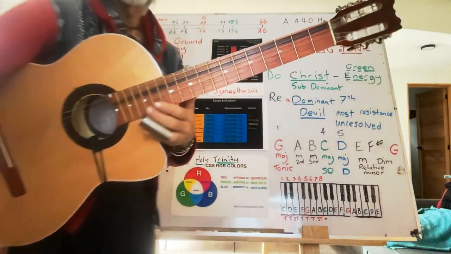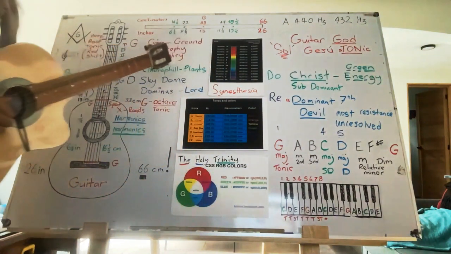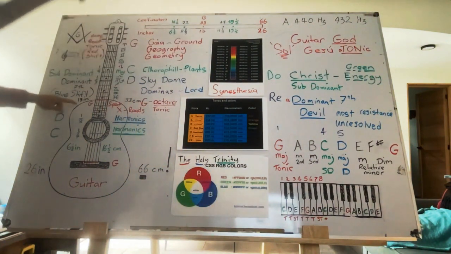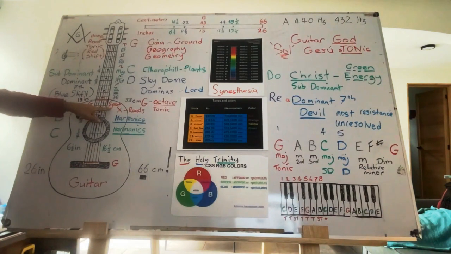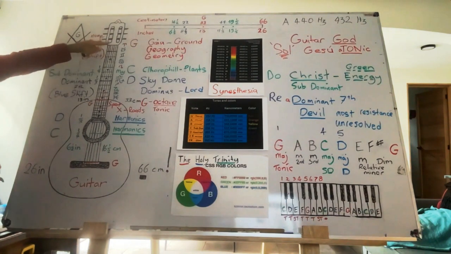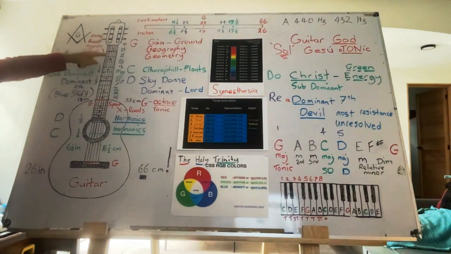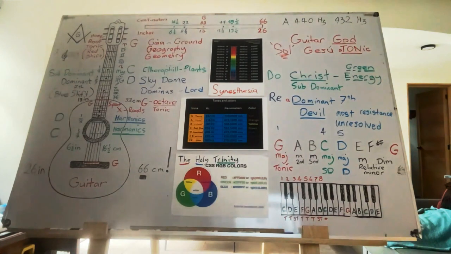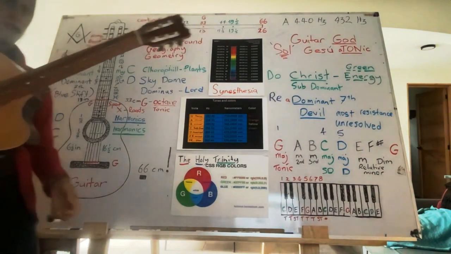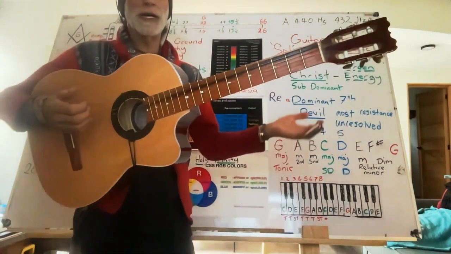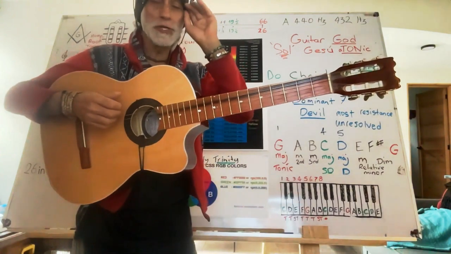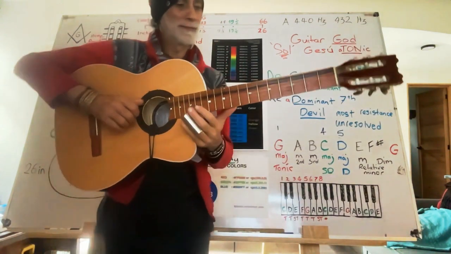Okay, so this is the G spot, the crossroads, right here. And there are 12 frets, 12 electromagnetic colors, and 26 inches is the length of that string. And so let's have a look at some songs that use the 1, 4, 5.